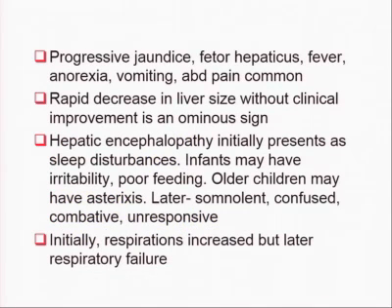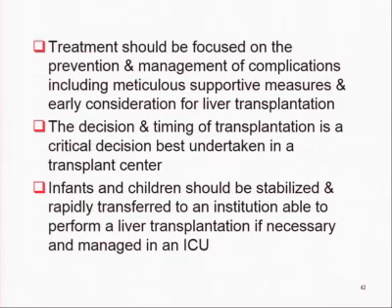Again, how do they present? You can have progressive jaundice, fetor hepaticus, fever, anorexia, vomiting and abdominal pain. A rapid decrease in liver size without clinical improvement is an ominous sign. Hepatic encephalopathy presents initially as sleep disturbances, which is what our patient had. Infants may have irritability, poor feeding. Older children may have asterixis, or flapping tremor. Later on, they become somnolent, confused, combative, unresponsive. Respirations increase, and later they have respiratory failure. So they have respiratory alkalosis initially.